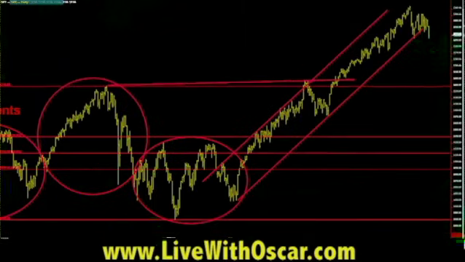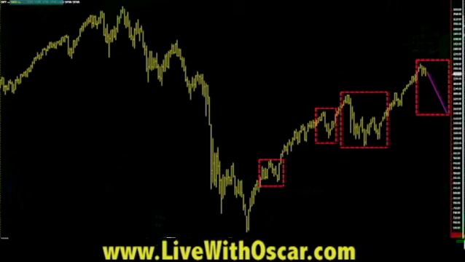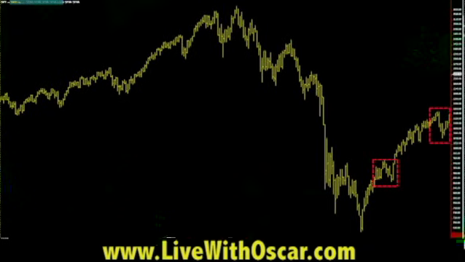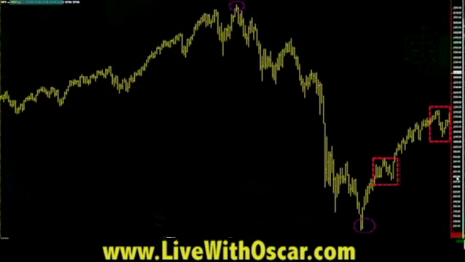Okay, we are looking at the cash S&P right now. And I want to take you back on a little journey. This was our high of 1577. This was our low of 666. Right here, you are looking at them both. The high and the low that we have seen since the big crash began. This was our highest high all the way down to here.